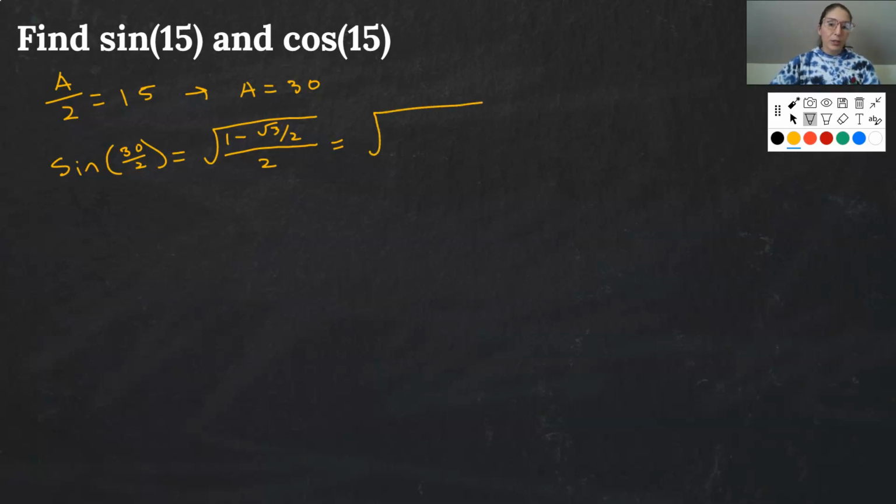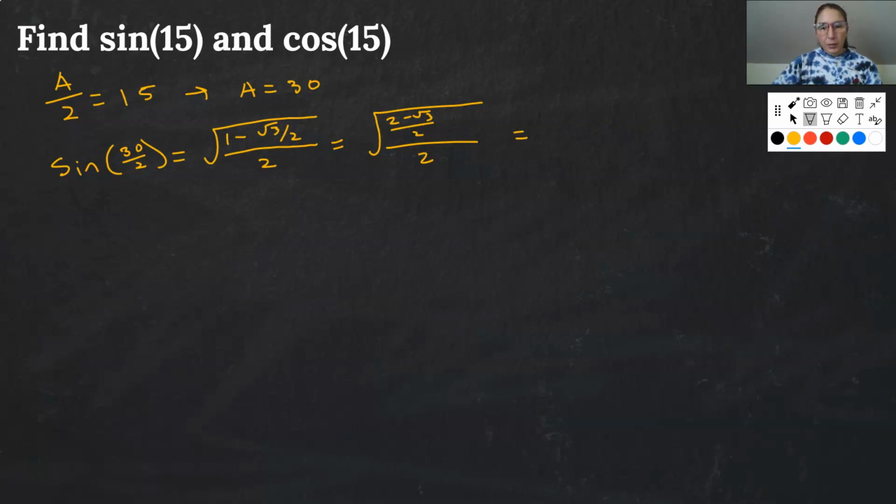1 is 2 over 2. So I'll have 2 minus root 3 over 2 as my numerator. My denominator is going to be 2 here. So again, 1 is equal to 2 over 2. I'm just adding fractions. 2 minus root 3 is 2 minus root 3, and then everybody's over 2. You can't combine radicals and non-radicals in addition and subtraction. It's just not going to work.